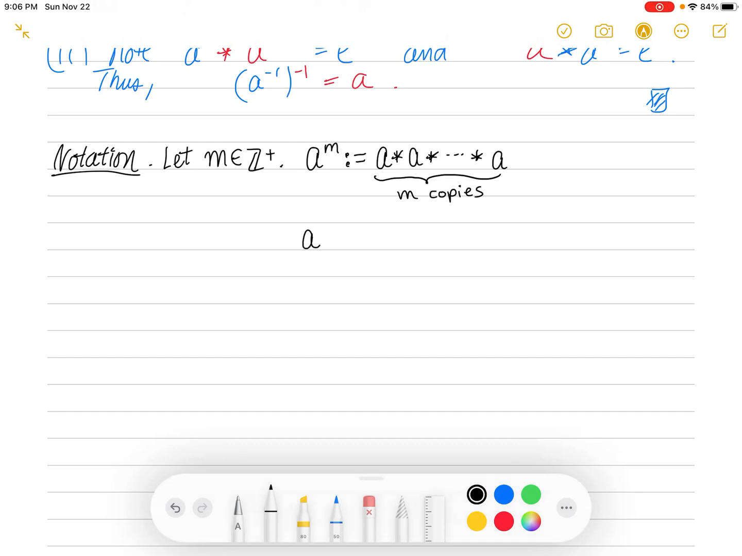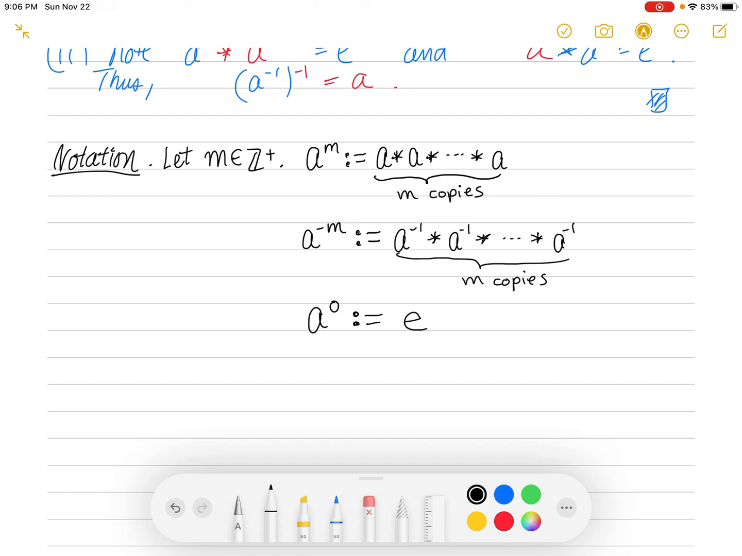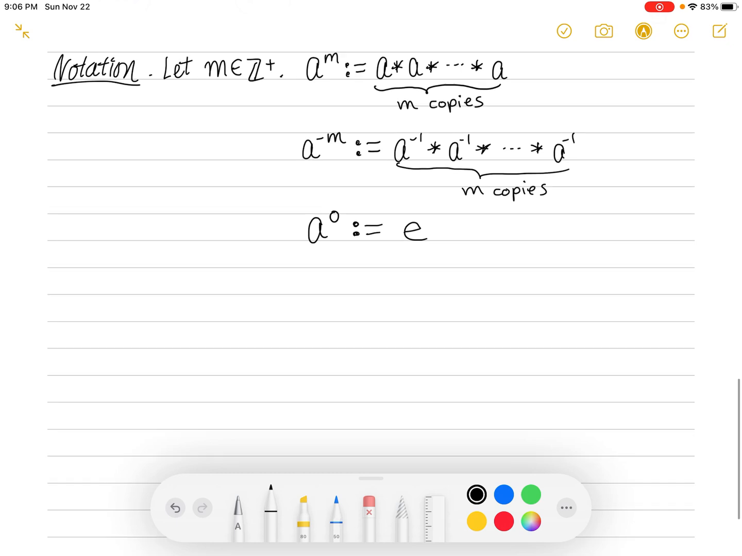If I were to write a to the minus m, that notation means I'm taking a inverse and starring together a inverse multiple times. So a inverse, we have m copies. If I were to write a to the 0 exponent, that notation is conventional for just the identity element. Now basically, we're defining these things to be this way.